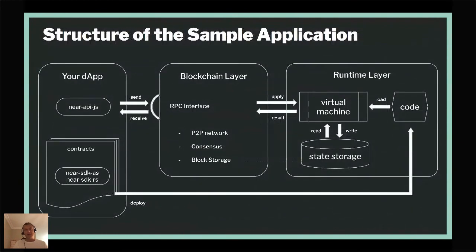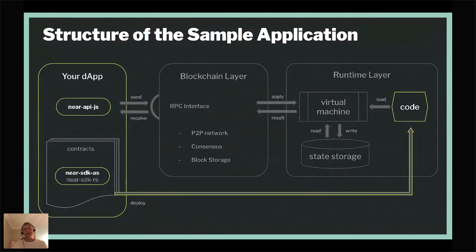And then you've got this application. It's basically your application like this. You have Near API JS, so you're using that. You code in AssemblyScript or Rust for your contracts. You deploy them.